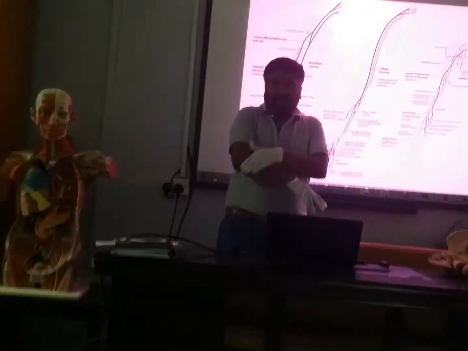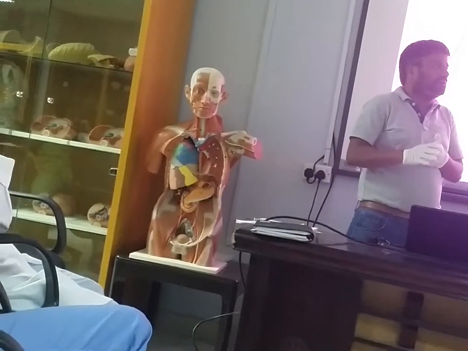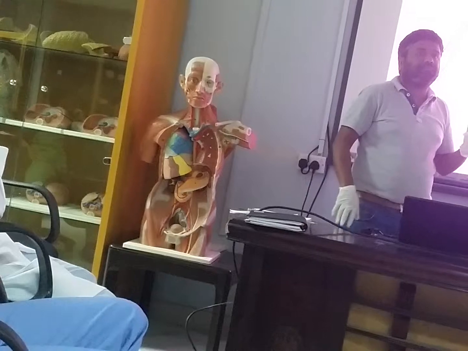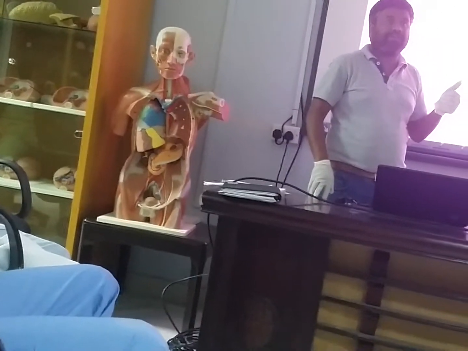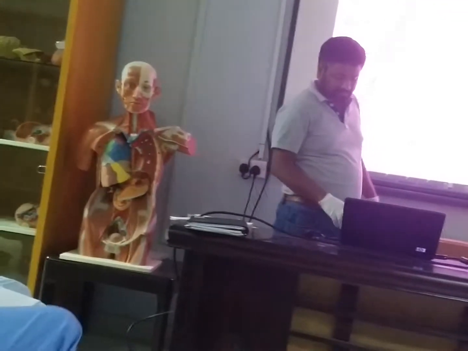Radial nerve will not supply any muscle in the hand, only in the back of the arm and the back of the forearm. So what are the muscles supplied by the median nerve in the hand? Thenar muscles except adductor pollicis, and the first and second lumbrical muscles. They are supplied by the median nerve. The rest all are supplied by the deep branch of the ulnar. So that's all about that.